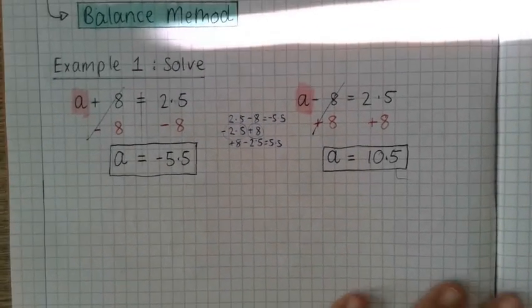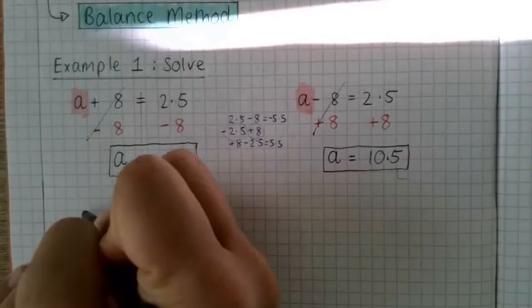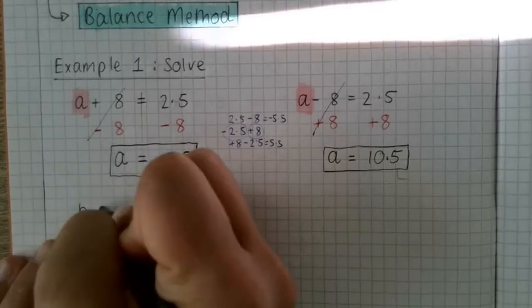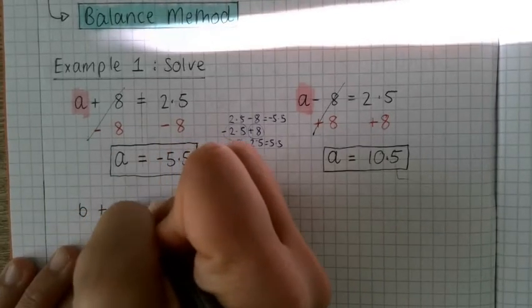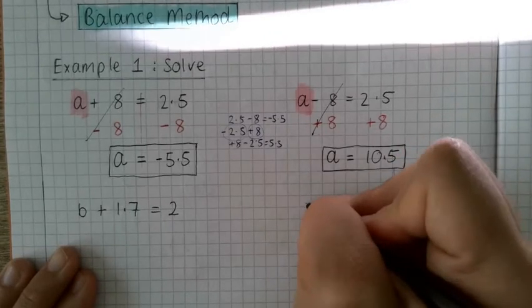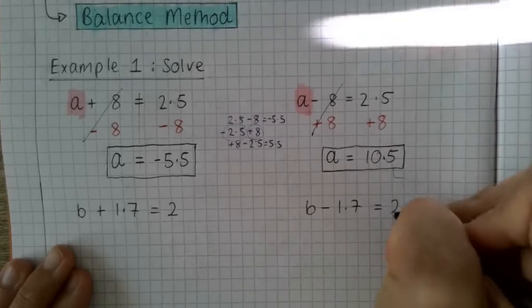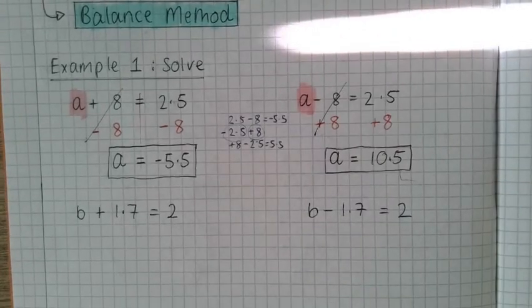The sun is shining there. I'm going to give you 2 to have a go at by yourself. So let's go with, we'll change our letter this time. B plus 1.7 equals 2. And we'll go with B minus 1.7 equals 2. So pause the video please and have a go at these 2 questions.